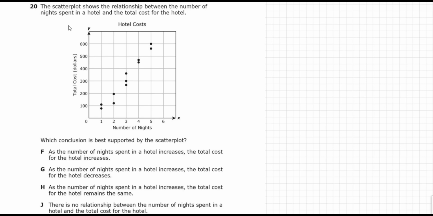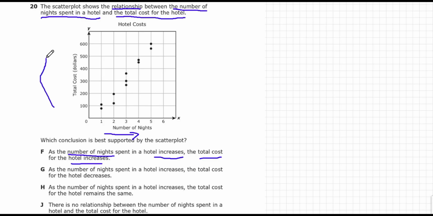Question number 20. The scatter plot shows the relationship between the number of nights spent in a hotel and the total cost for the hotel. Which conclusion is best supported by the scatter plot? Option F. As the number of nights spent in a hotel increases, the total cost for the hotel increases. From the scatter plot, this statement is correct. Hence, F is the correct one.